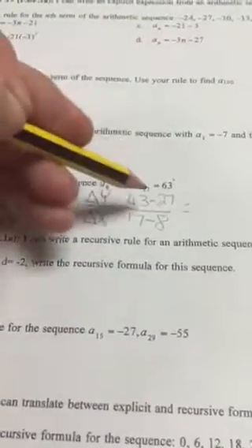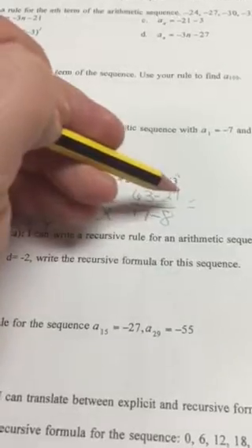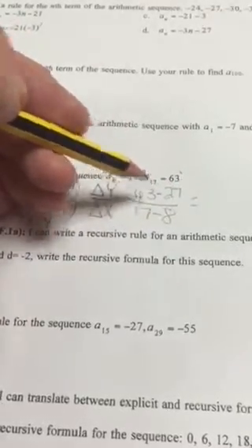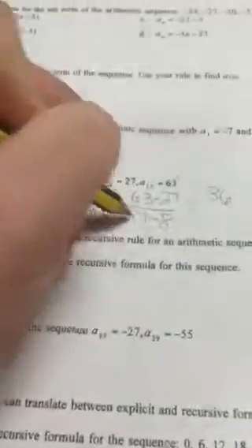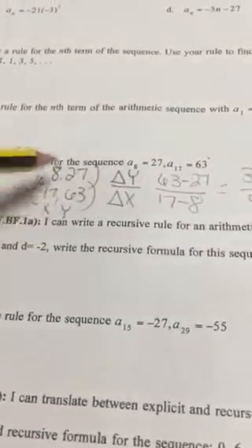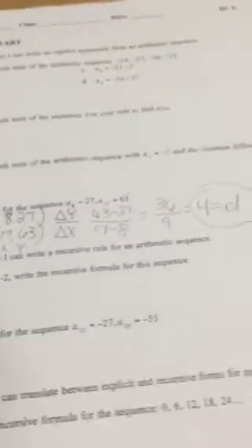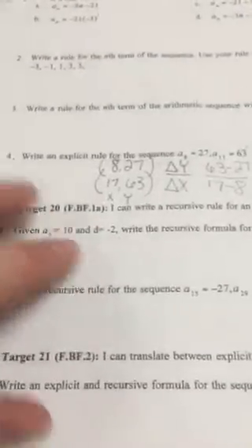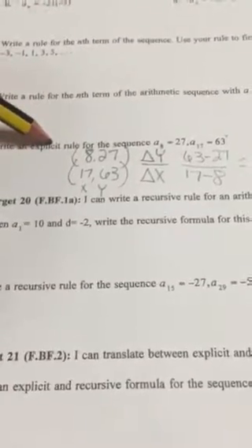All right, 63 minus 27, let's see. Math in my head, that sounds fun. 36, does that sound right? 17 minus 8 is 9. Okay, so 36 divided by 9 equals 4. So really, I found the rate of change between these, or the difference. What I just found was the difference of the arithmetic sequence we are looking for. Difference equals 4.